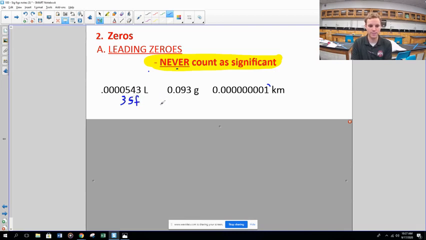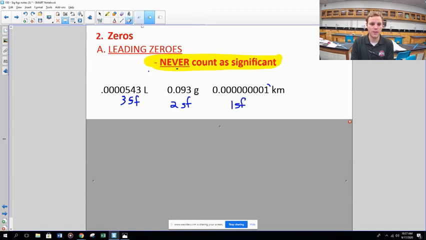Now, the next value, 0.093. One of those zeros is after the decimal like the last problem, but one of them is before it. So does that change anything? The answer is no. Both these zeros are still leading zeros because there's no non-zero in front of them. And so this value only has 2 significant figures, the 9 and the 3. Over here, we have a million leading zeros, 0.00001 kilometers, but there's only 1 significant figure in this measurement because those are all leading zeros.